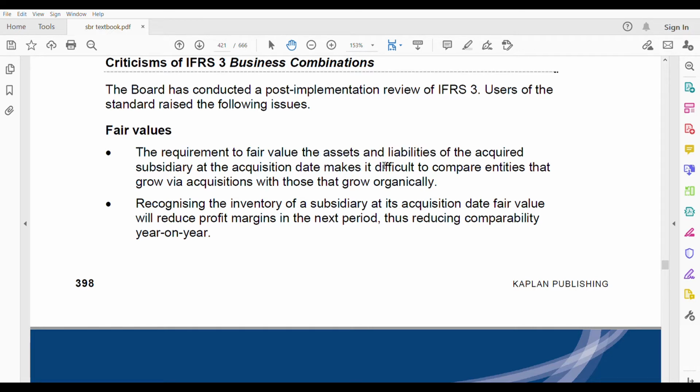So it makes it difficult to compare entities that grow via acquisitions with those that grow organically. When you're taking two entities, one entity is growing by acquiring other entities. So they are calculating fair value. But what about those entities who are growing organically? They are not acquiring anyone. There they are not taking fair value. So then it becomes very difficult to compare the two entities. You see? Second, recognizing the inventory of a subsidiary at its acquisition date fair value will reduce the profit margins in the next period, thus reducing comparability year on year. Because inventory is also part of an asset, so that also you have to recognize at fair value, right? So because of that, profit margins are reduced, and that reduces comparability.